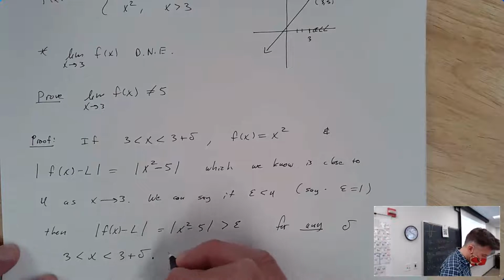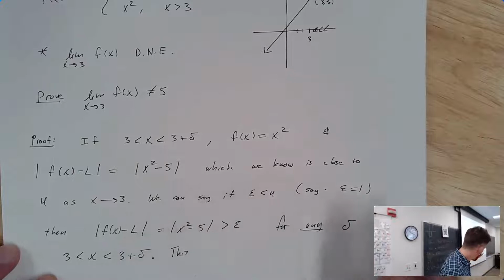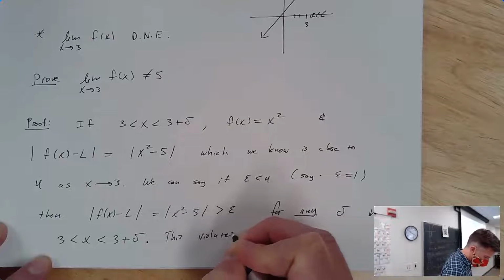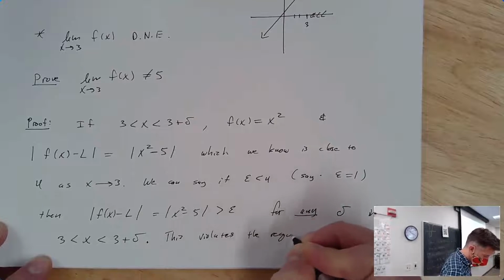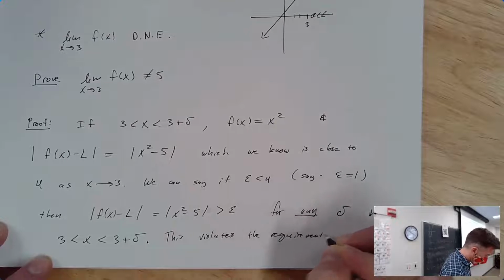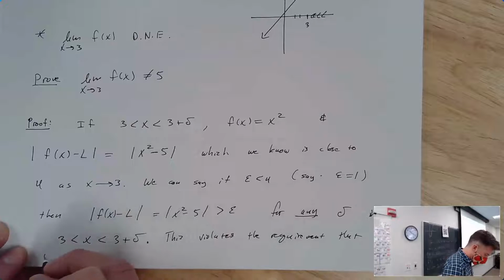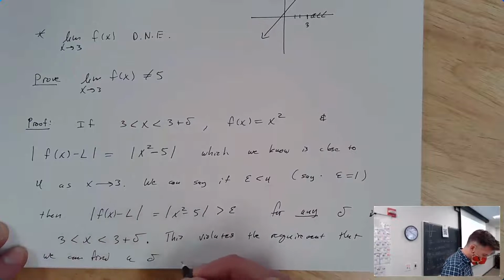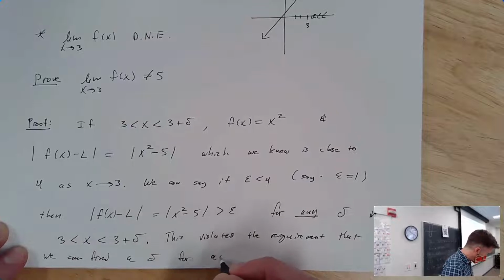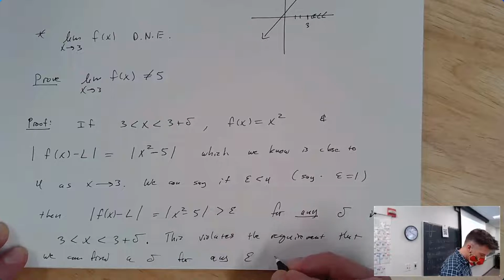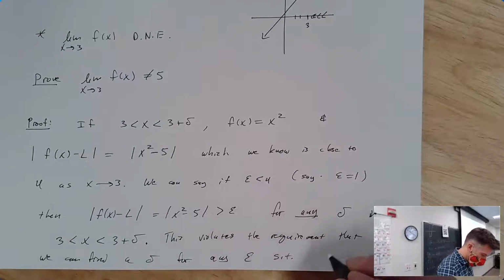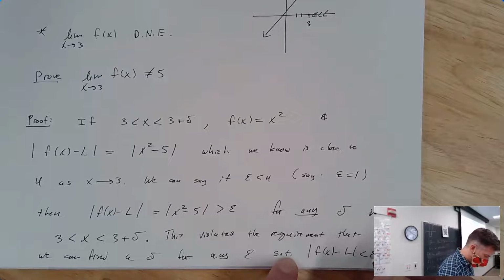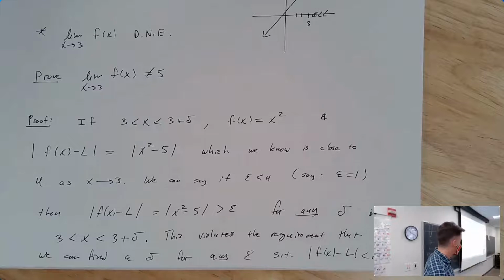So I should point out, this violates the requirement that we can find a delta for any epsilon such that the absolute value of f of x minus the limit is less than epsilon. Right, we couldn't do it.